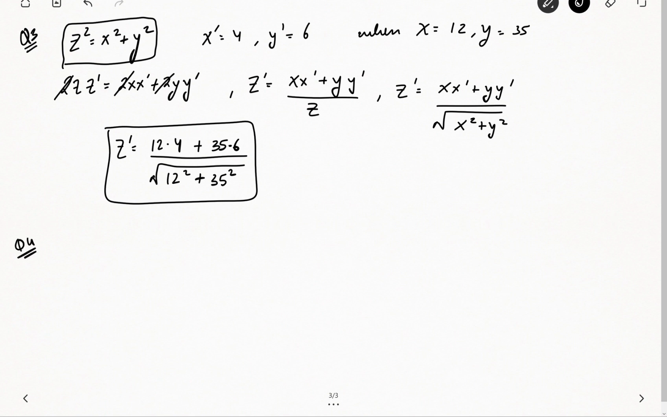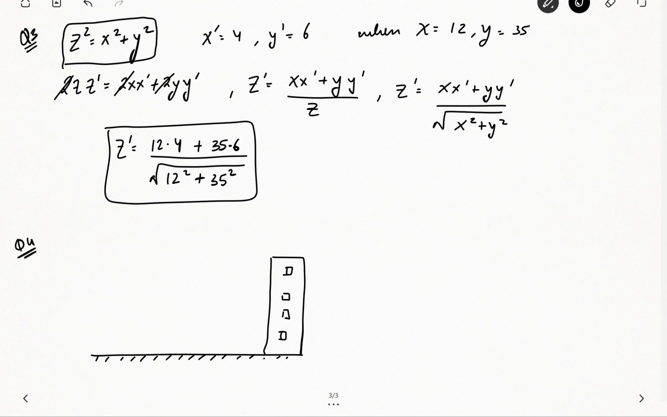So now they've given you a spotlight on the ground shining on a wall 20 meters away. So let's try to draw a picture of this. So this is the ground, and there's a building. Now the spotlight is 20 meters away, so I'm going to label that quantity as 20 meters. And this is the point where my spotlight is.